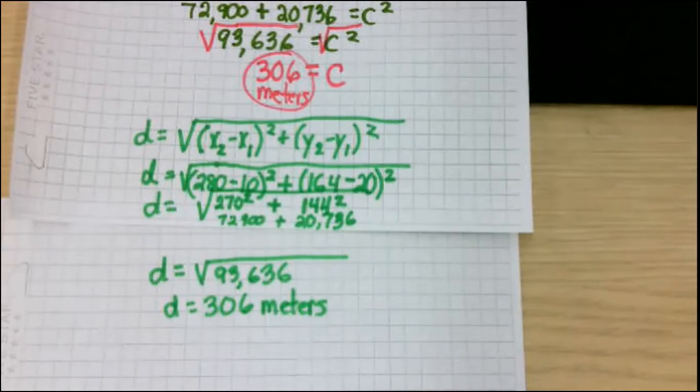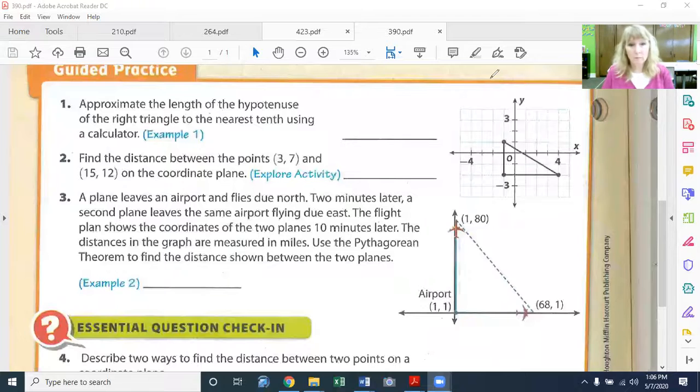Okay, I want to do guided practice page 390. So I'm going to go back on the screen. We're going to work those out together. Okay, here we are on guided practice page 390, and we are going to do some of the problems similar to what we just worked through. So approximate the length of the hypotenuse of the right triangle to the nearest tenth using a calculator. Okay, so we have to figure out the length of each side.